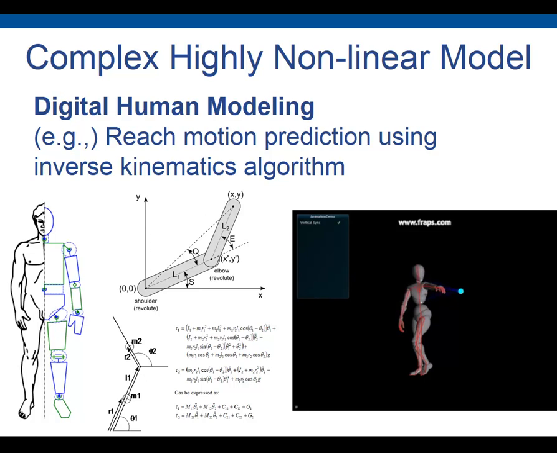We call it infinite solutions. There are so many solutions. You can reach the ball in different postures, right? There should be a number of postures. So it's infinite solutions.